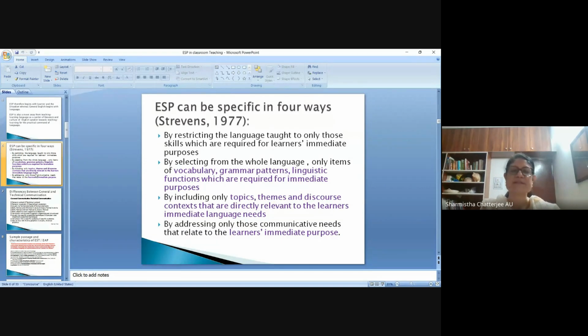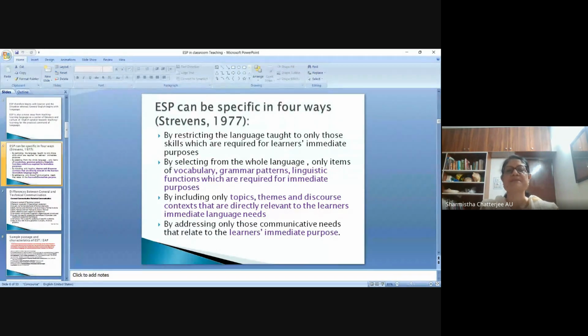Linguistic functions. What do you need to do? Like say, for sciences, usually you talk in passive voice. So in passive voice, there is no emotion, there is no subjectivity involved. So the linguistic function is just to state in passive voice, which is very objective, right?